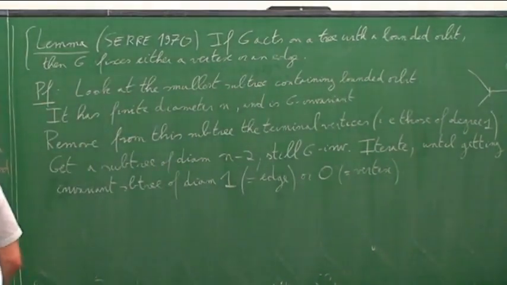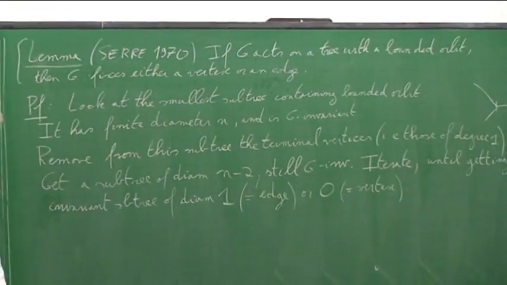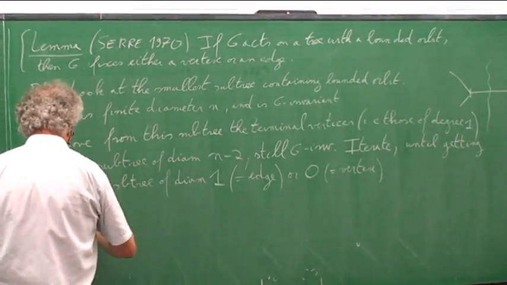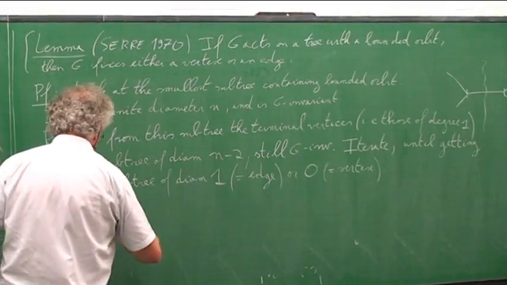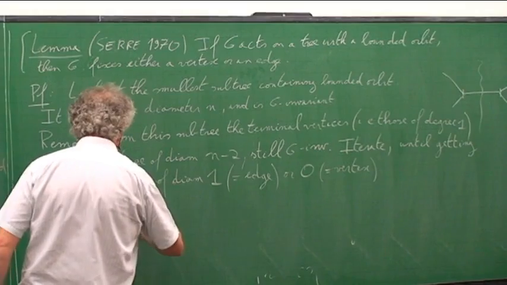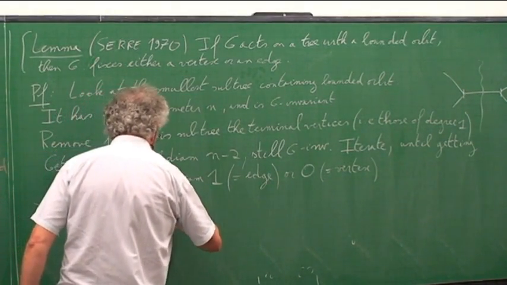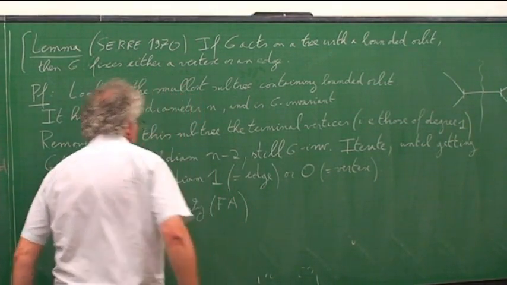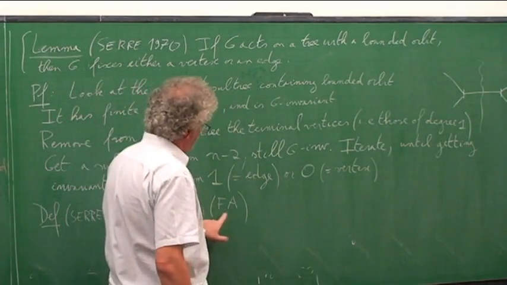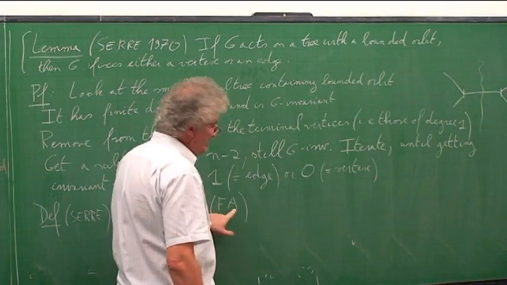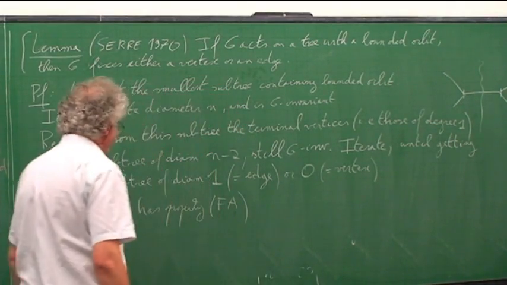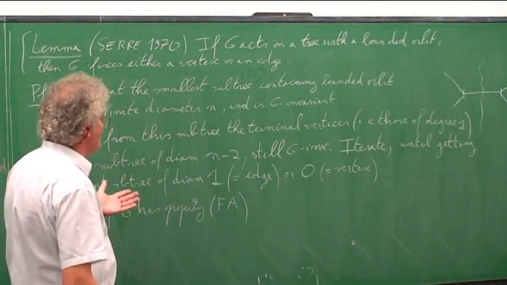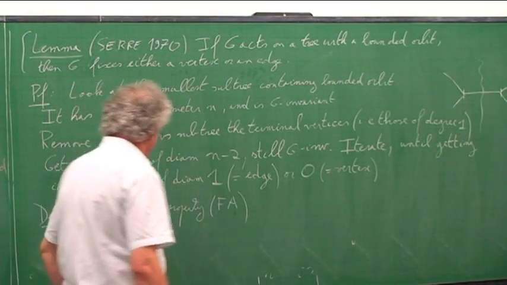And actually, in his book on trees, Serre introduced the so-called property FA. It stands for fixed points on trees, or in French, fixed points sur les arbres. The book, even though it has been translated into English, was written in French, right?